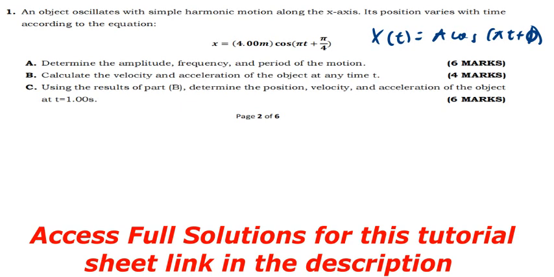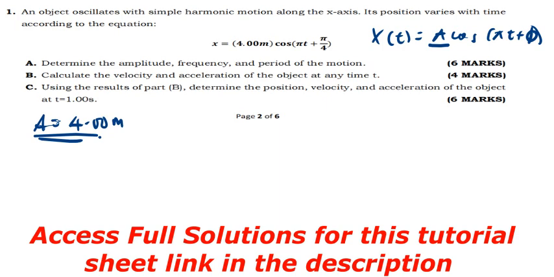Okay, so if we read the question, part A: determine the amplitude, frequency and the period. So the amplitude is A. So what is A here? The amplitude is just 4 meters. You see, right?